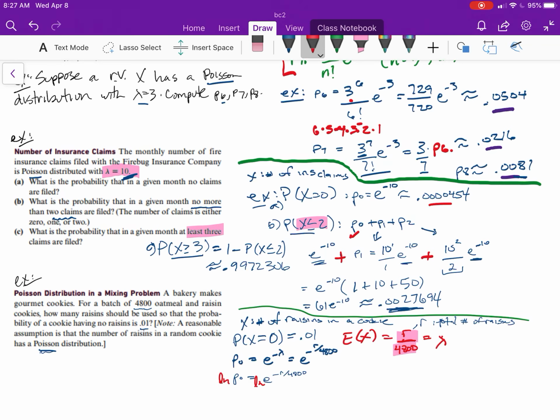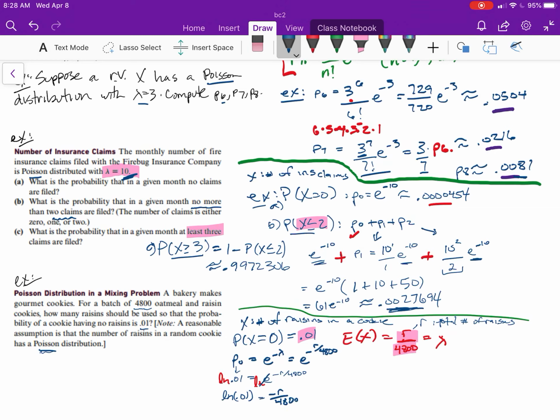So we need natural log of both sides. Oops, and my bad, I meant to do this. We also know P naught is equal to 0.01, right? That was given. We want that to be 0.01. So I'm going to change that in there. Otherwise, I have two variables and I can't do anything. So ln and e cancel. I have ln of 0.01 equals negative r over 4,800.